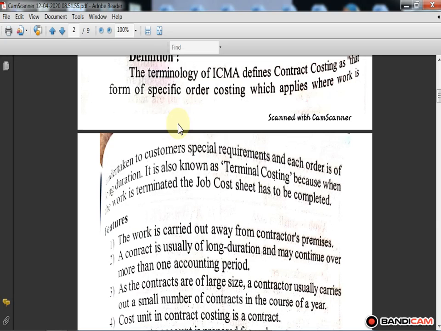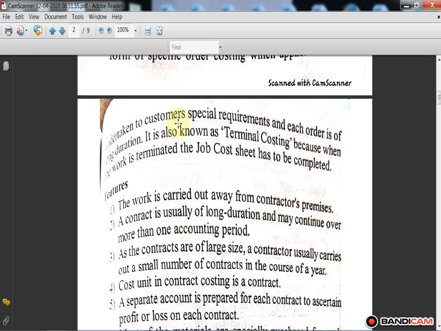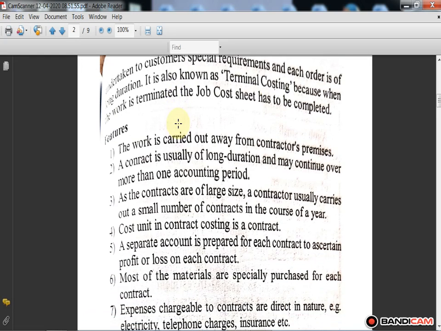Contract costing is also known as terminal costing because when the work is terminated, the job cost sheet has to be completed, or the contract has to be completed. Now we are going to discuss the features. Okay, so first point, features.